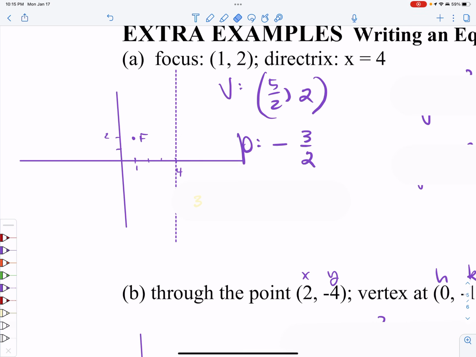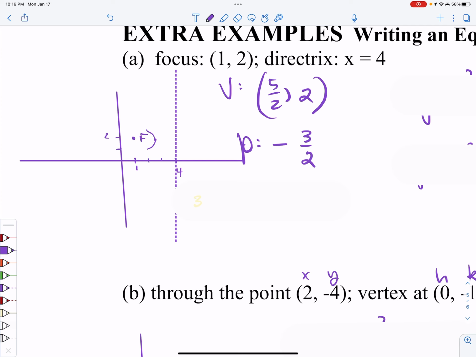And then at that point, I also know that my p-value has to be 1.5. So once again, you can see that these are 1.5 units away from each other. Why is it negative, you say? Well, I can tell that if my vertex is here, in order for the focus to be on the inside and the directrix on the outside, it has to go concave left. So this is going to be a negative p-value.